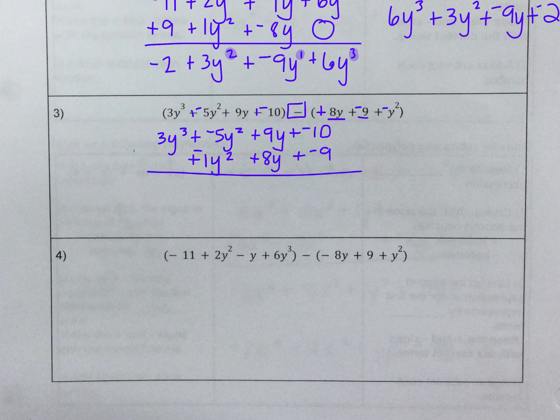All right, well, there's nothing under here, so I'm just going to write 3y to the third. Negative 5 plus negative 1 is negative 6y squared. 9 plus 8 is 17y. And negative 10 plus negative 9 would be negative 19. And that one's in the correct order. Last practice one. Copy down the front.